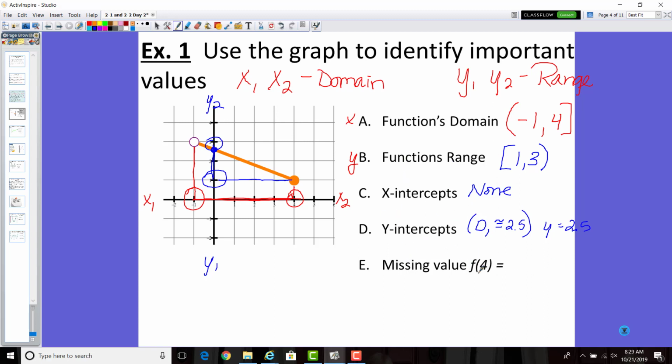Okay. Now the missing function value, we did this the other day. Remember the number that sits here is our input value, so that represents our x. So here's where x is 4. This is the ordered pair where x is 4. So my function value at 4 has an output value of 1, since our ordered pair here is 4 and 1.